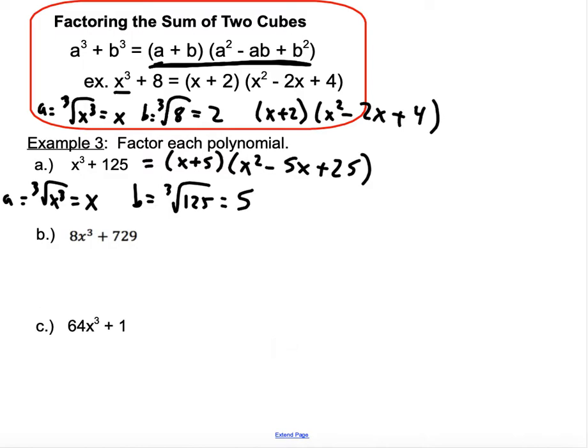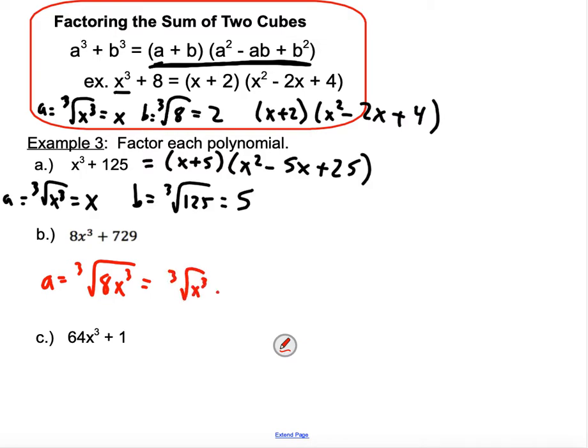All right, letter B down here. You need to find the cube root of 8x to the third. So again, you can find the cube root of each individual one if you like. The cube root of x to the third is x. And the cube root of 8 is 2. So my a is simply 2x.